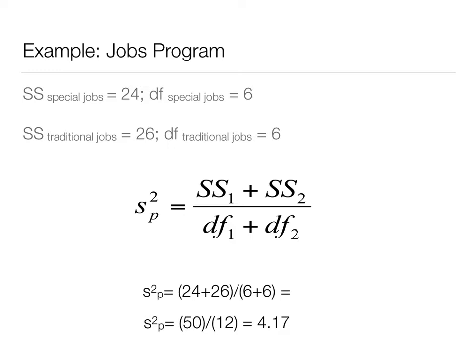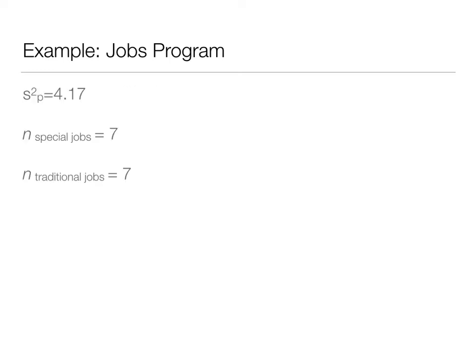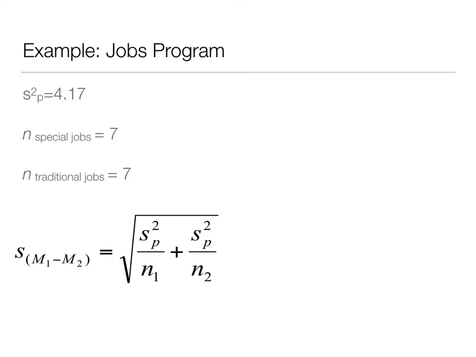In that case, we'll add the 24 and the 26 together, which gives us 50. And we'll add the 6 and the 6 together, which gives us 12. Our pooled variance for the study is 4.17. We're going to use that pooled variance in our estimated standard error, which is going into our T formula. You can also use those estimated variances for each group if those groups are unequal. If the groups are equal, pooling the variance is your best bet.